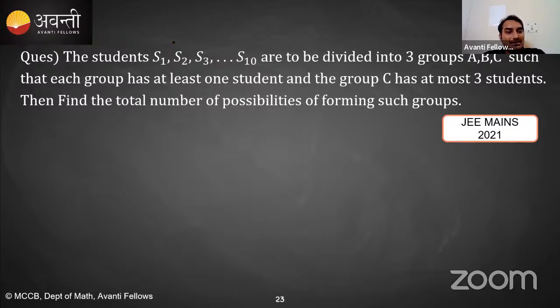So clearly, you have to divide these 10 students into 3 groups. Each group has at least 1 student. But the condition is that group C has at most 3. It means group C can have either 1 student, 2 students or 3 students. Right? Let me know the answer quickly. The question is a good one, an interesting question. Everyone attempt this question and tell me the answer quickly.